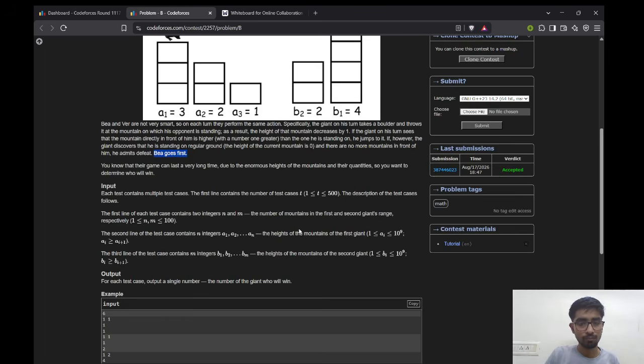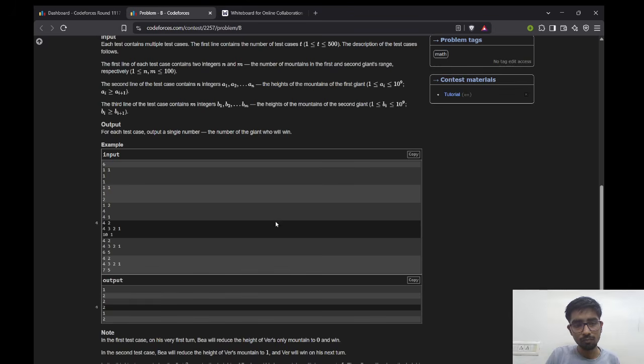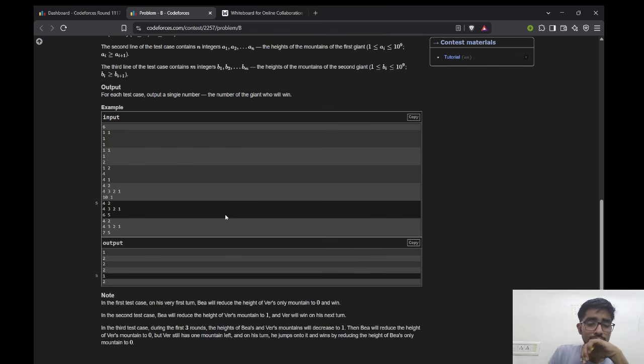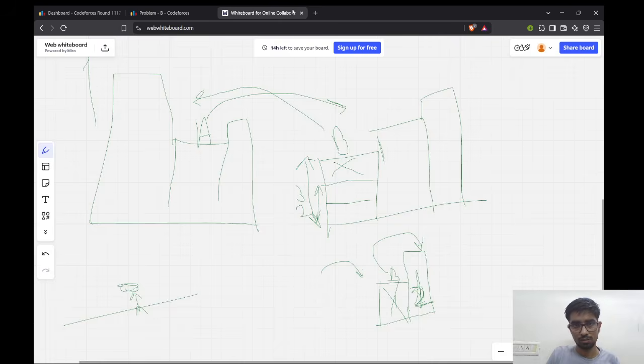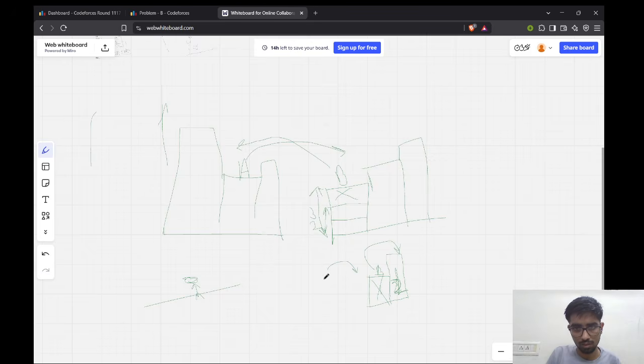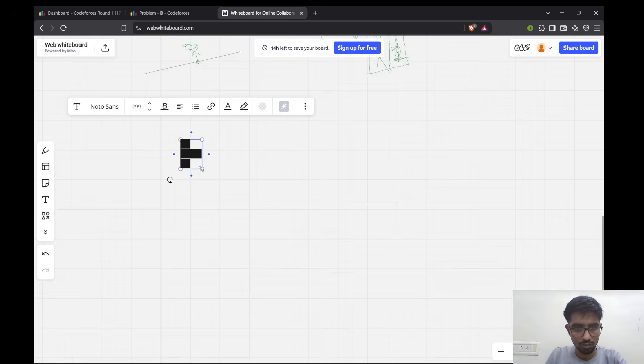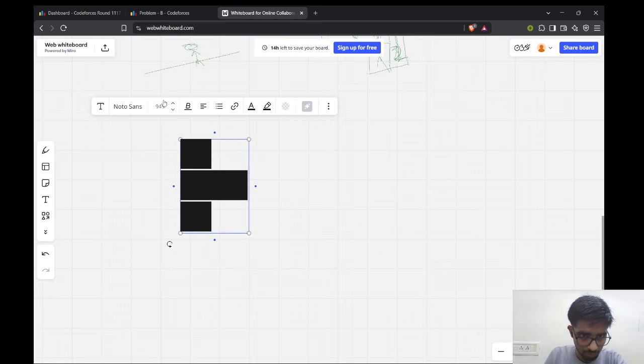Okay, so what we'll do here is that, let's say we'll take this case. Mouse is black.